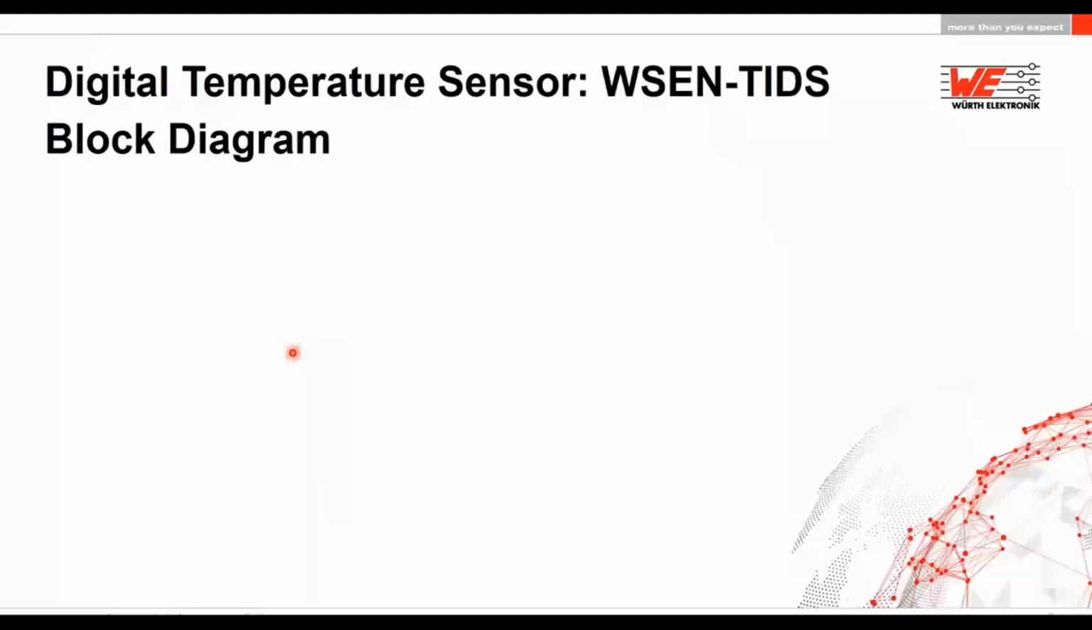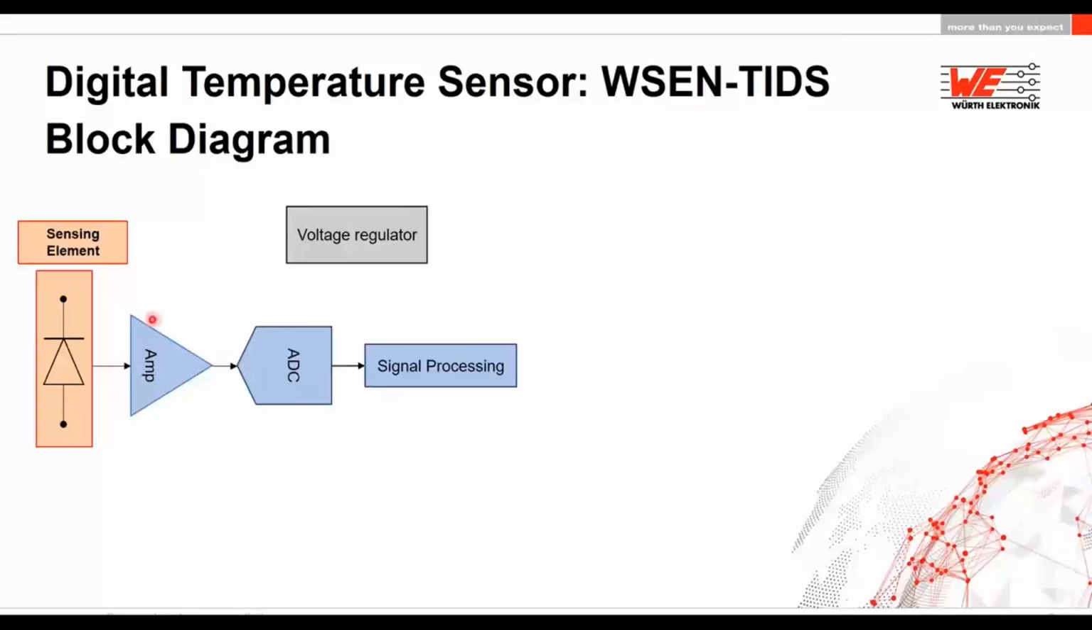That brings us to the digital temperature sensor from Würth Elektronik, the VSN TIDS. What do we have in this sensor? As mentioned, we have the same sensing element, a diode. The forward voltage is then amplified. It has an onboard amplifier. Then it is digitalized by an ADC, and then signal processing is done on chip.